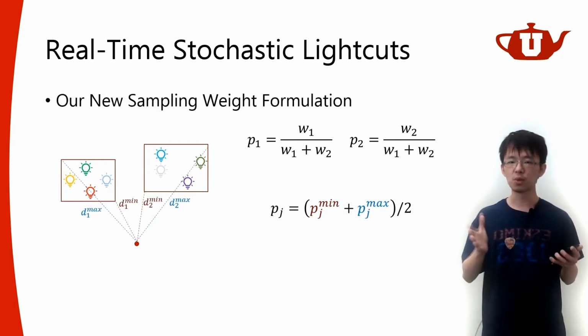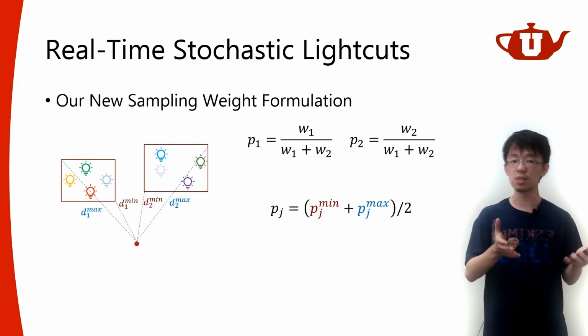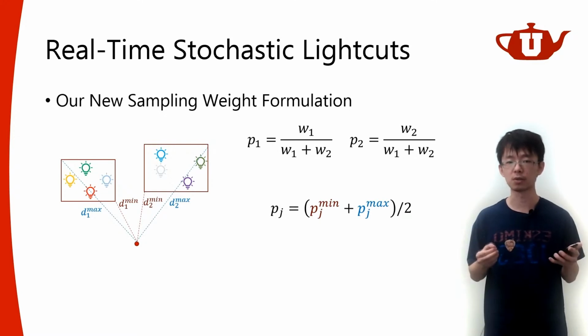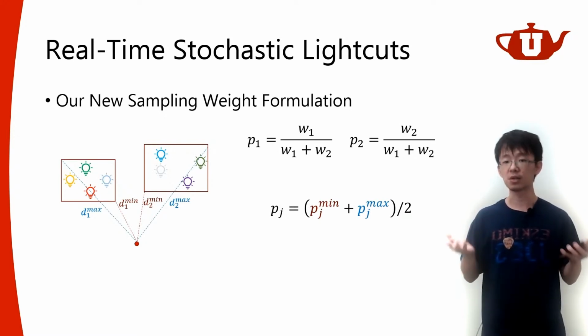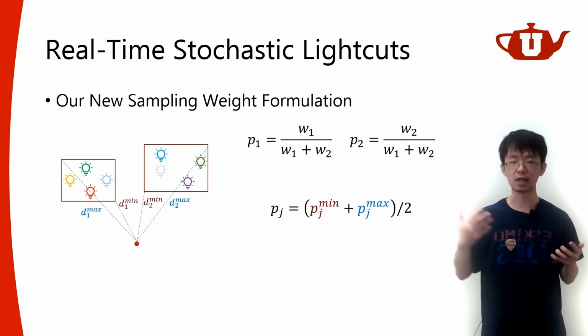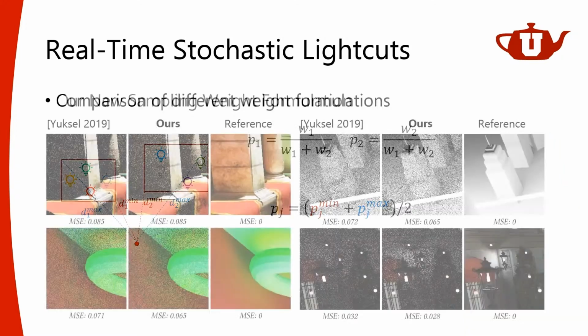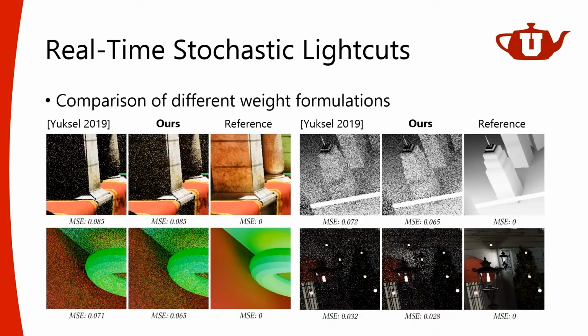We compute the sampling weights using both the closest distance d_min and farthest distance d_max to the cluster bounding boxes, and average the probability in these two cases to get a probability of picking a child. This avoids the common singularity problem while approximating the expected distance to the lights in the cluster. More discussions can be found in our paper. Compared to the weight formulation in the original stochastic Lightcuts paper by Yüksel, our new weight computation gives a minor but visible improvement in sampling quality.